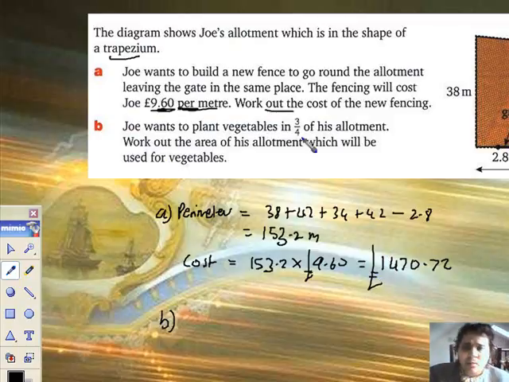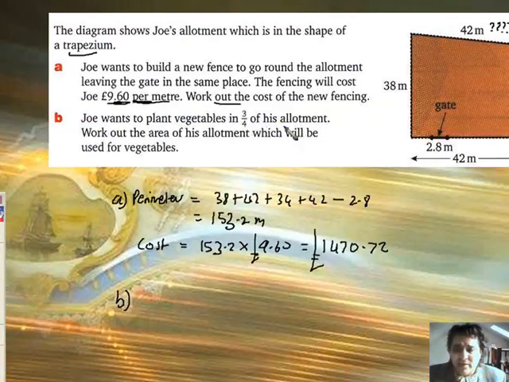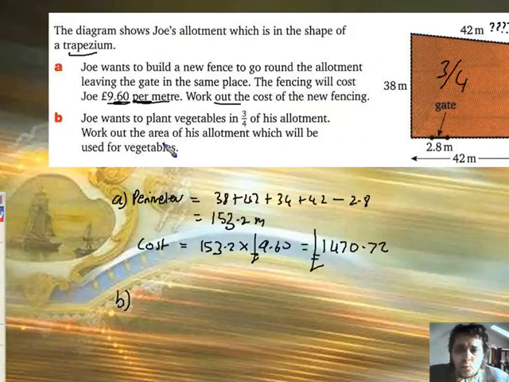Right, part B. What's Joe want to do now? He wants to plant some vegetables. Just go to Tesco's, man, it's not a problem. Joe wants to plant some vegetables in 3/4 of this, so I'm going to put a dirty great 3/4 there. Work out the area of his allotment which will be used for vegetables. Well, 3/4 of the area, let's work out the area of the trapezium. Remember, that's the A part.